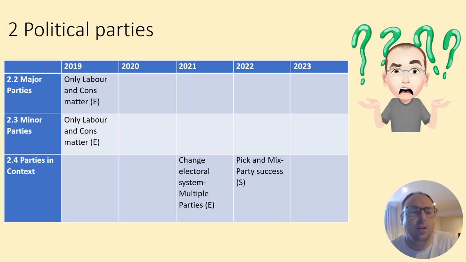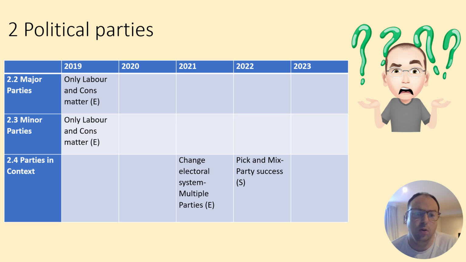The next bit, section 2 in the spec, is really interesting and slightly puzzling, really. So the parties in context bit, we've seen some stuff in 21 on whether the electoral system should change because we've now got a multi-party system, if you could argue we had a multi-party system. In 2022, there was a very strange question about pick and mix politics and about party success.